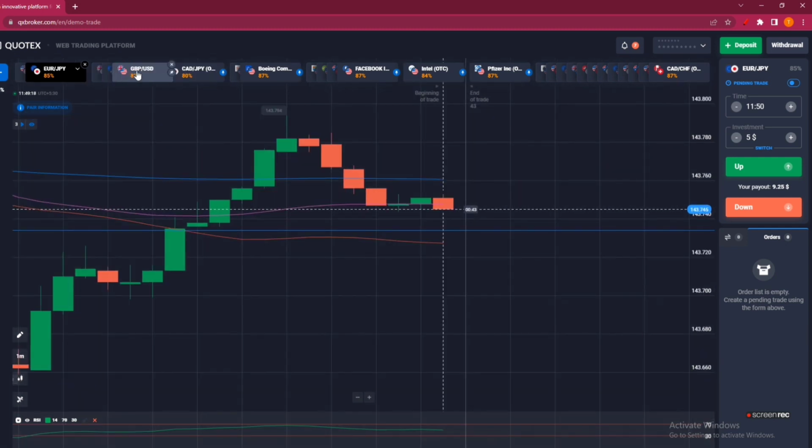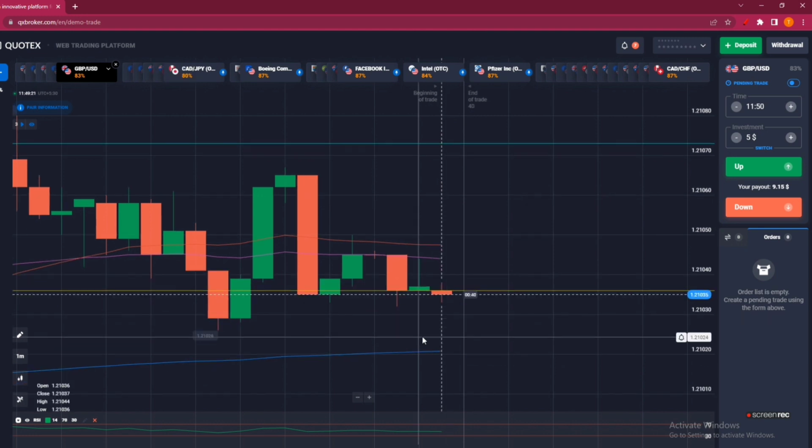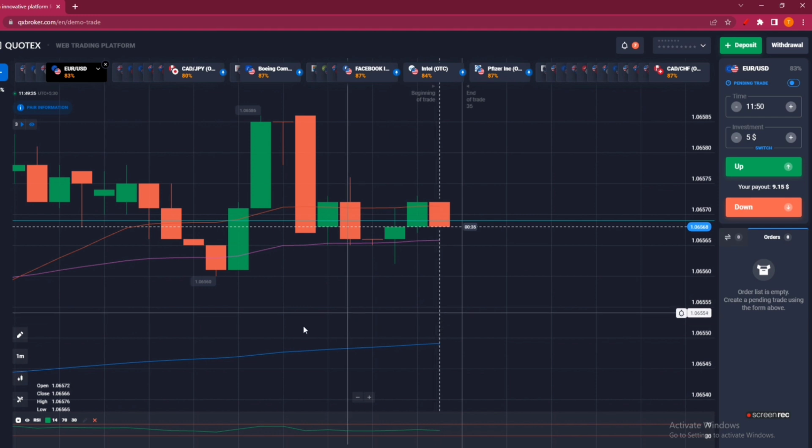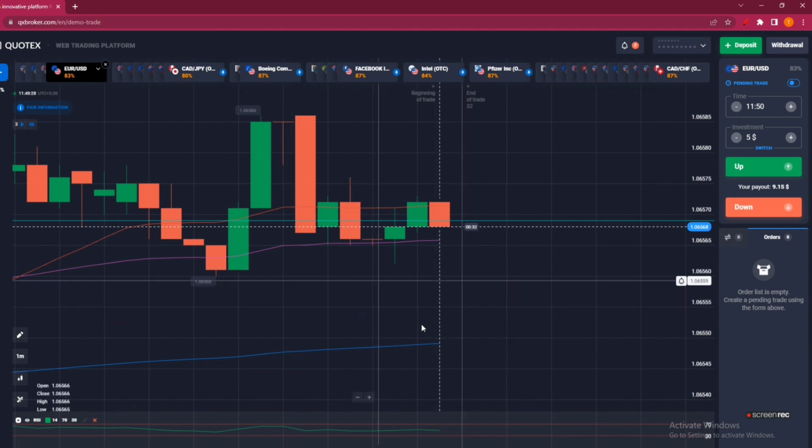GBPUSD. There are also lots of dojis. Euro USD. Okay, can't gain rate.